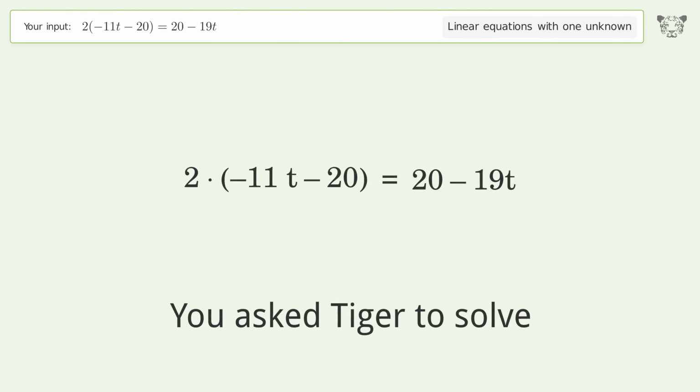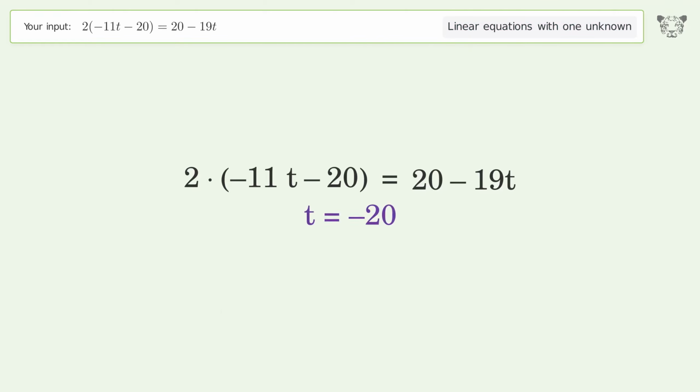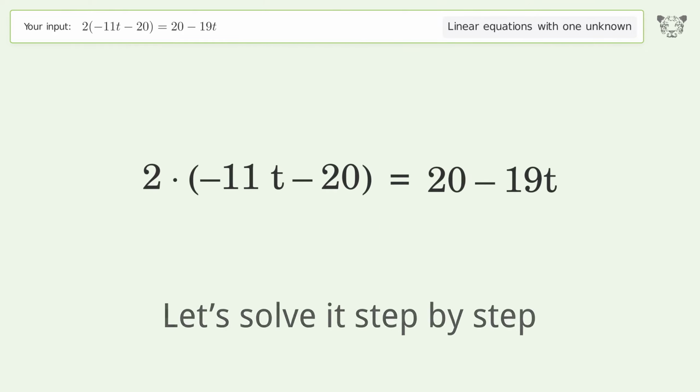You ask Tiger to solve. This deals with linear equations with one unknown. The final result is t equals -20. Let's solve it step by step.